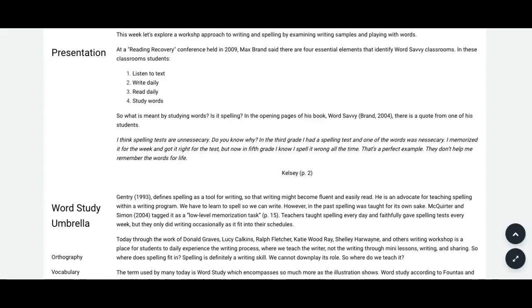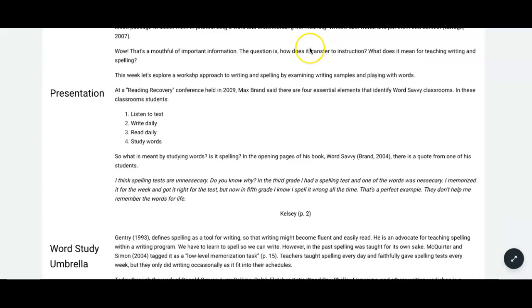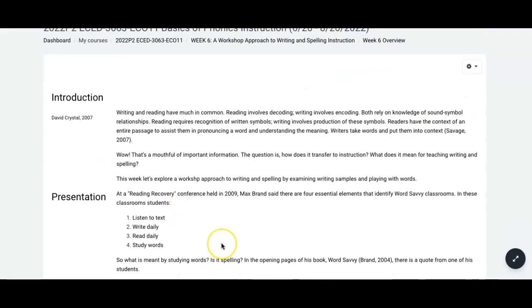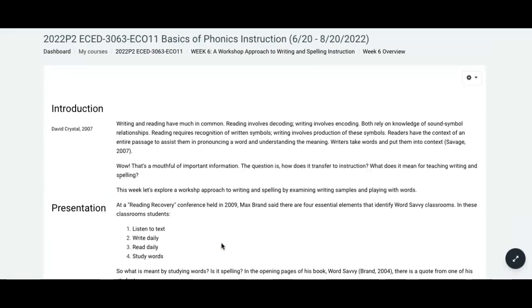Well, this week, you'll explore a workshop approach to writing and spelling by examining writing samples and playing with words. We want students in our classrooms to become word detectives. We want them to notice features of words throughout the day, not just during your literacy block, but throughout the day. Be sure that you read all of the introduction and the presentation for this week.